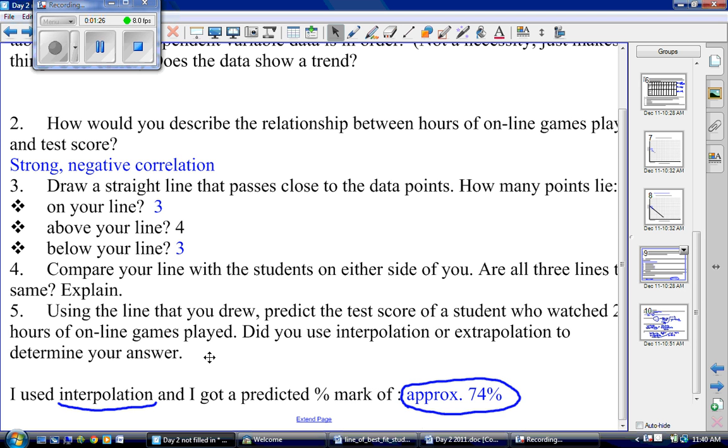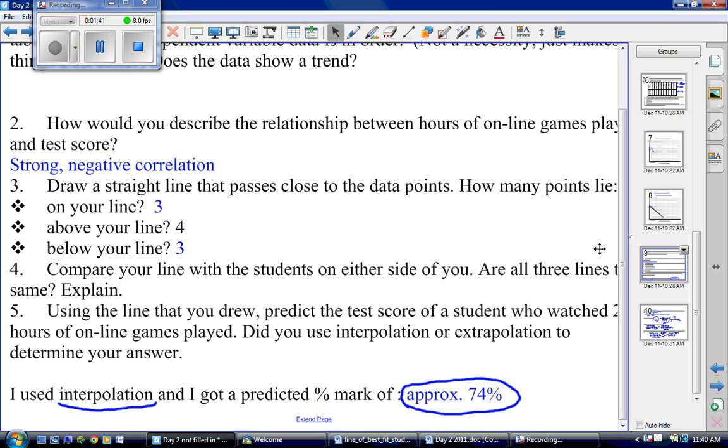And then, using the line that you drew, predict the test score of a student who watched 2.5 hours of online play. So I've already done this. If you haven't done it, you might want to try it. Stop the video right now.